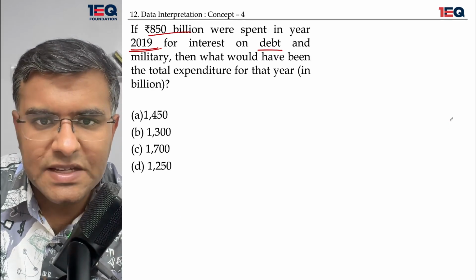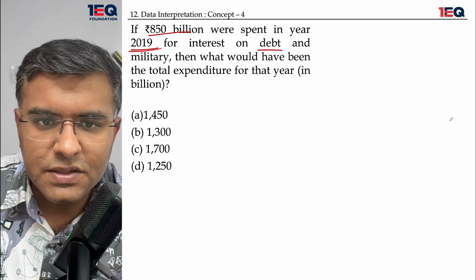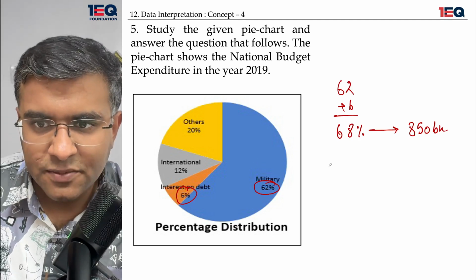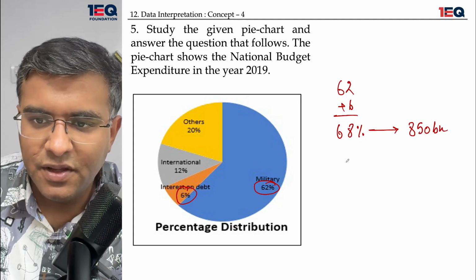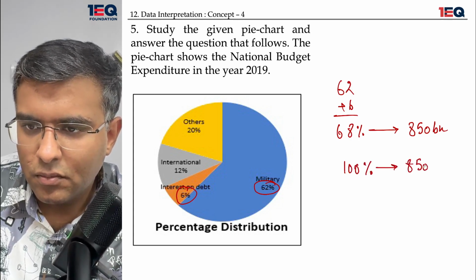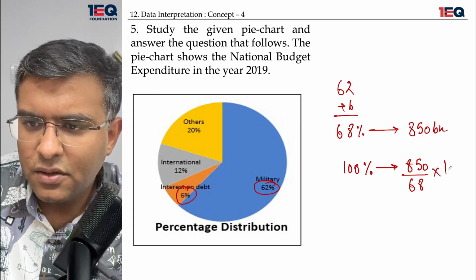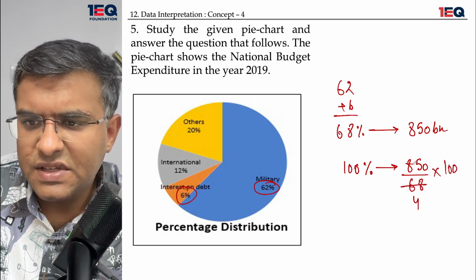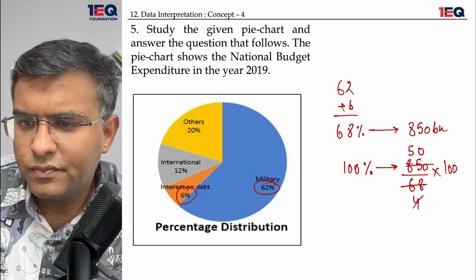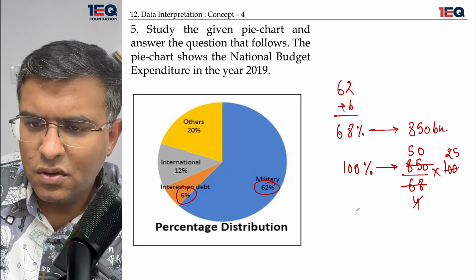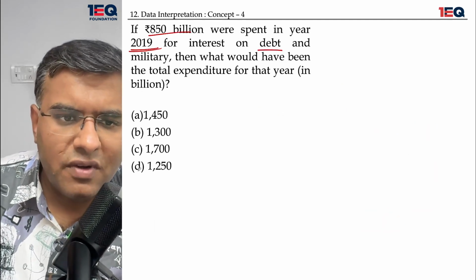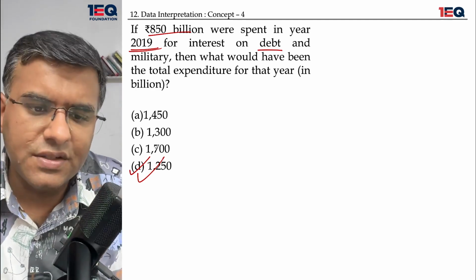850 billion. What would be the total expenditure in billion for the year? This is a pie chart. It corresponds to 100%. If the value of 68% is 850, the value of 100% would be 850 upon 68 into 100. 17 fours are 68, 17 fives are 85. I'll quickly do it to 25. So 1250 billion would be my answer. So 1250 billion is the total expenditure for that year.